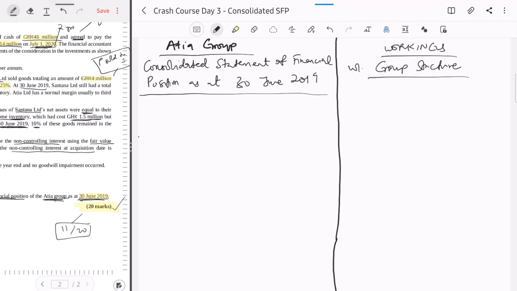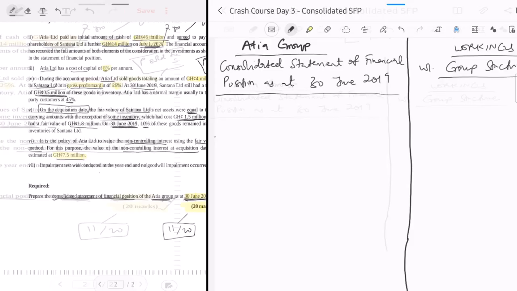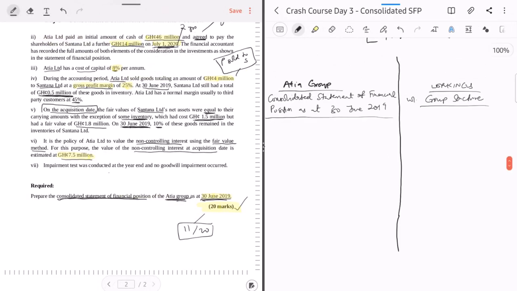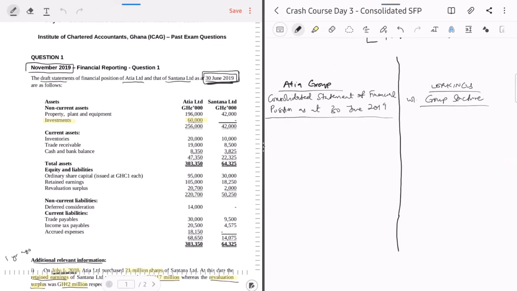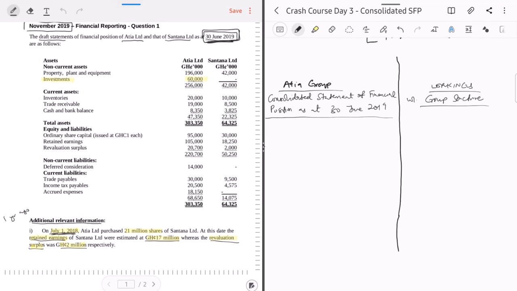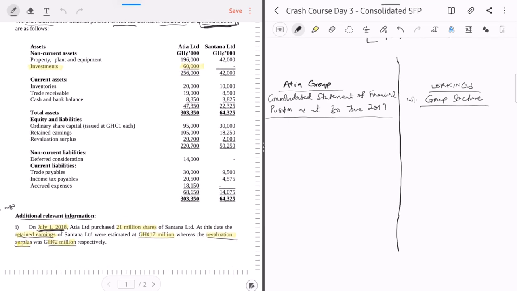And take note, you get marks for drawing the group structure. People didn't know this, right? You get marks for drawing the group structure. You get half a tick or half a mark. It's still a mark that will contribute to your success long term. So let's come to the question and let's see what the question says about the group structure. I remember I was in note one. They said what? On 1st July 2018, Atia Limited purchased 21 million shares of Santana Limited.